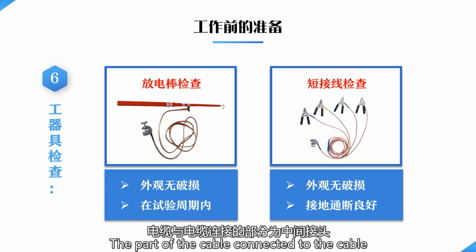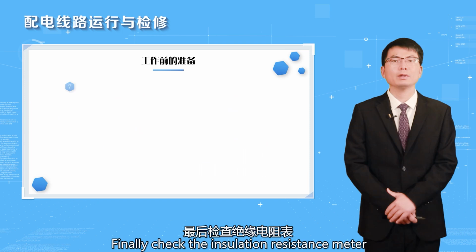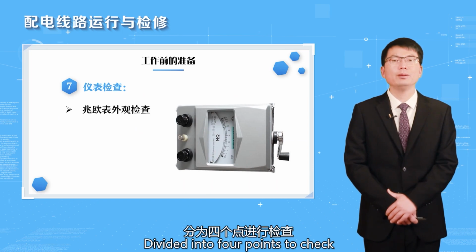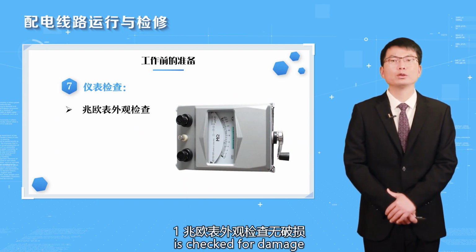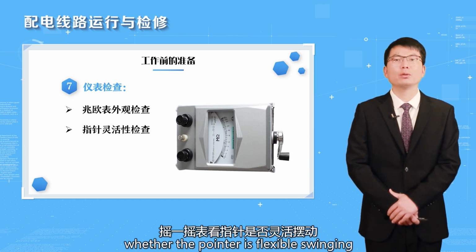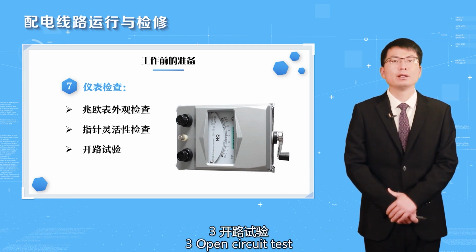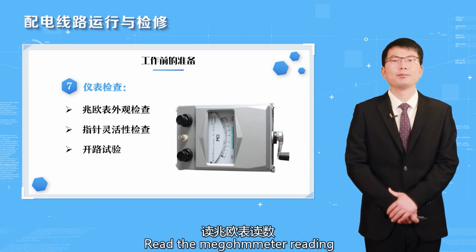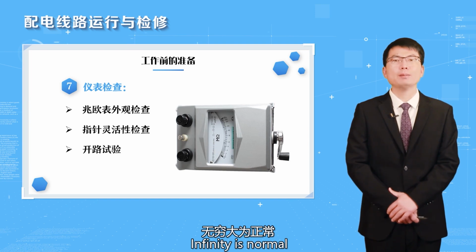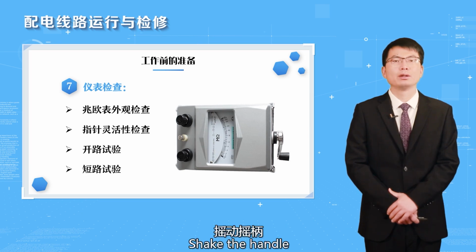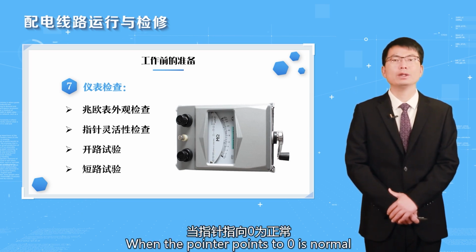The part of the cable connected to the cable is the intermediate connector. It is thicker than the cable body. Finally, check the insulation resistance meter, divided into 4 points. 1, check the appearance of the meter for damage. 2, pointer flexibility check: shake the meter to see whether the pointer swings flexibly. 3, open circuit test: disconnect the L and E terminals of the insulation resistance meter, shake the meter and read the reading. Infinity is normal. 4, short circuit test: short circuit both ends of L and E, shake the handle. When the pointer points to 0 it is normal.